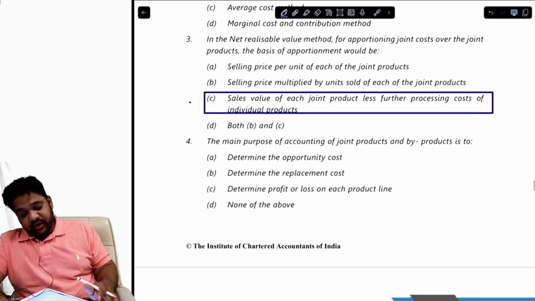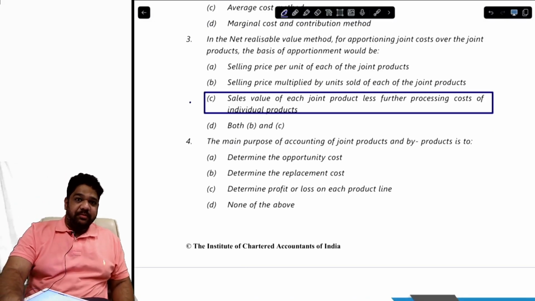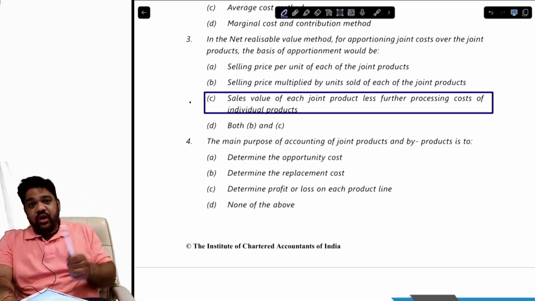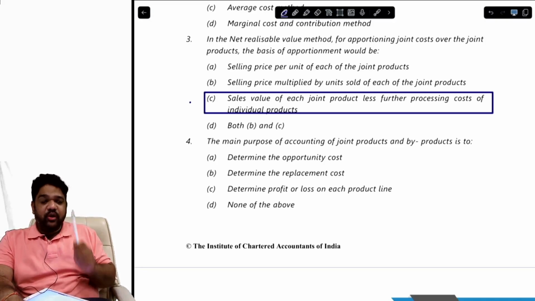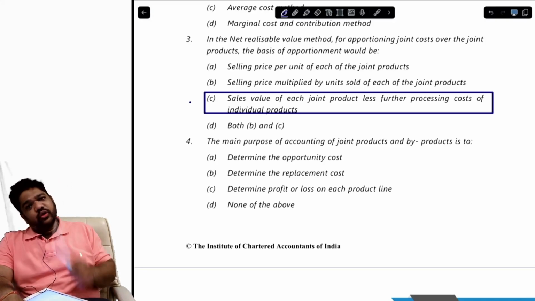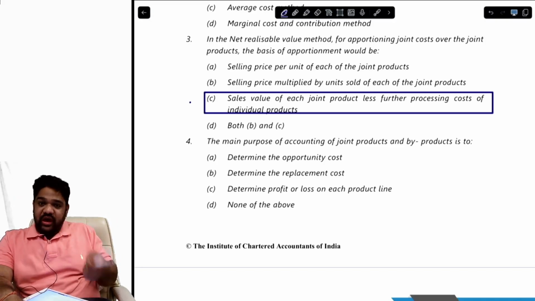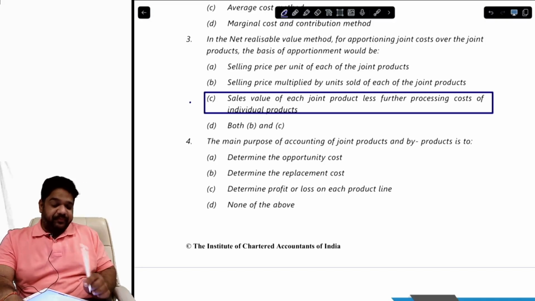The main purpose of accounting for joint products and byproducts, this we have done in class. In my explanation, I remember one of the reasons why you want to do it is to figure out whether a product is profit making or not. Did you actually make a profit on that product or not? Because you don't know the cost. If you don't know the cost, you can't decide the selling price, or if you have a selling price, you will not be able to decide upon the profit.